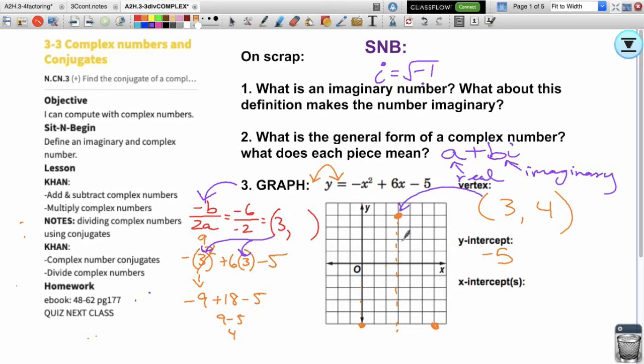Off of that vertex, we do our axis of symmetry. The equation for that would be x equals that number, 3. And then our y-intercept is just our c value here. I plotted it at -5, and I reflected it over the line. Moving forward, if there are x-intercepts, you need to graph them. And again, x-intercepts are just the solutions, your x equals pieces when you solve.